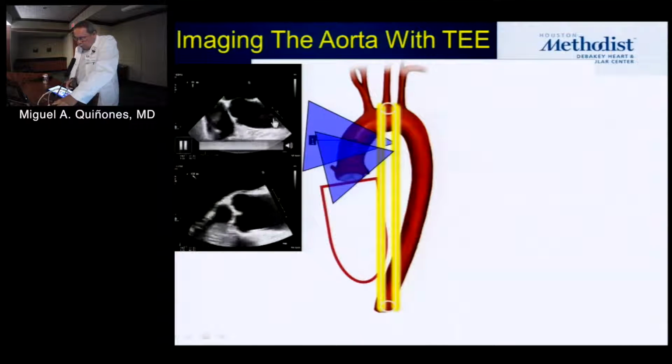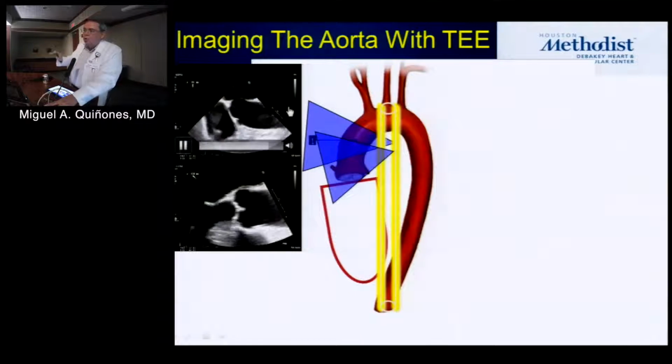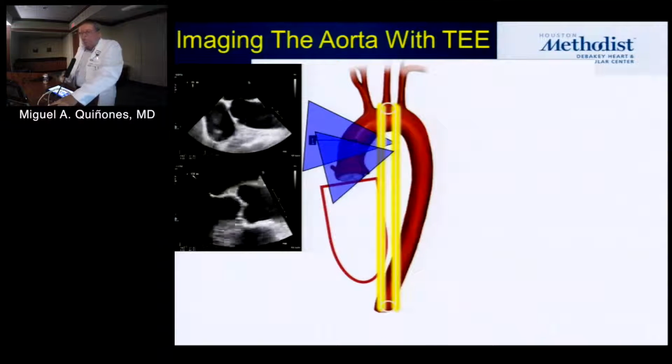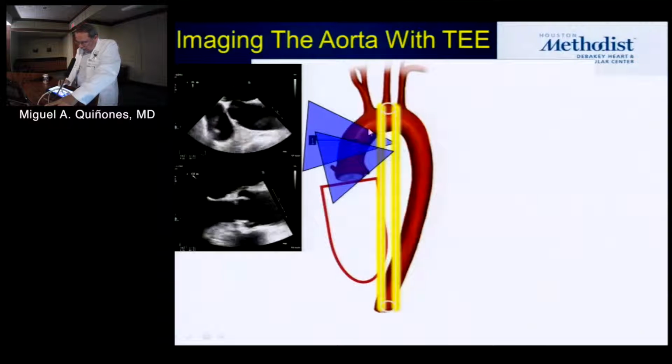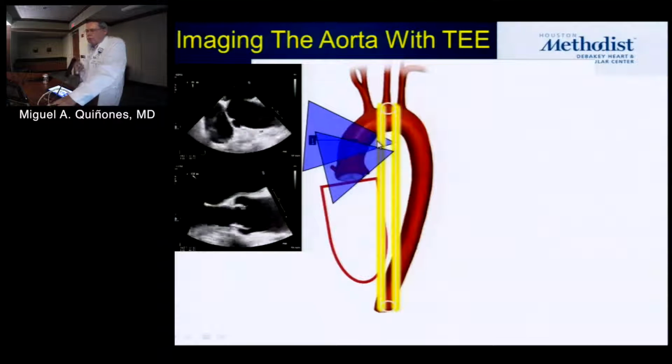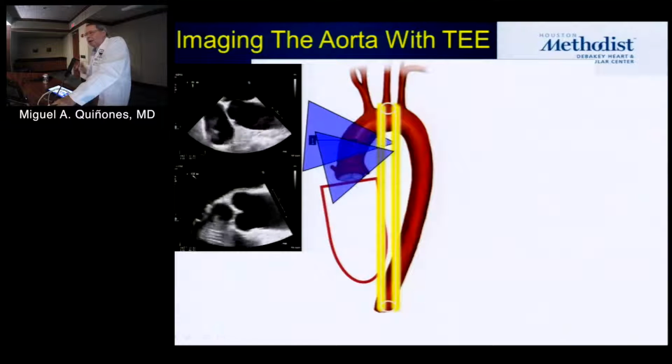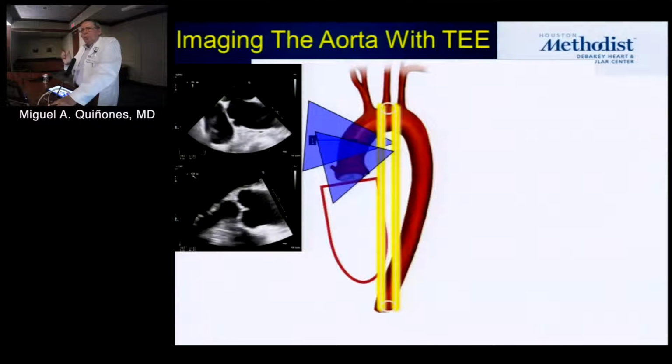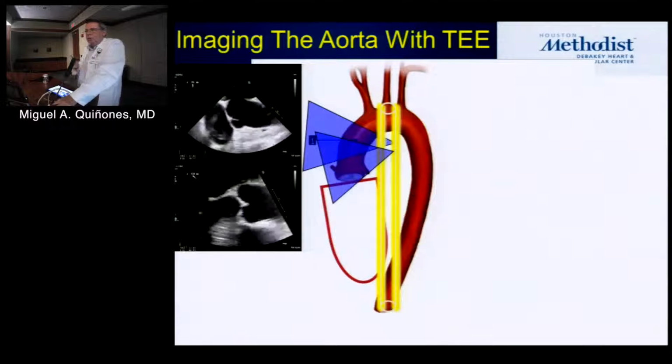And you can pull the probe up until you lose the images because of air in the trachea. And that's the blind spot for TEE, which is somewhere in here where you may not be able to reach it from any angle. It has been called the blind spot because if you have a very localized process there, like, for example, a tiny small tear with a hematoma, you could miss it.